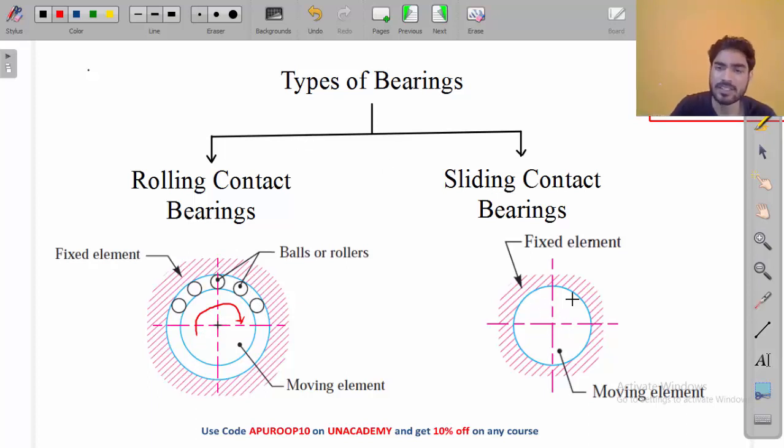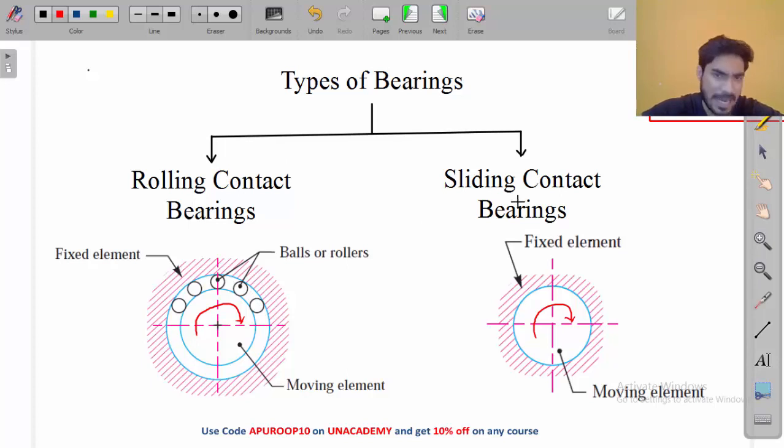Right now, there is nothing between the moving element and the fixed element. So when the moving element starts to rotate, it will slide like this, my friend. So in this case, there is sliding contact. These are the two major categories of bearings: rolling contact bearings and sliding contact bearings.